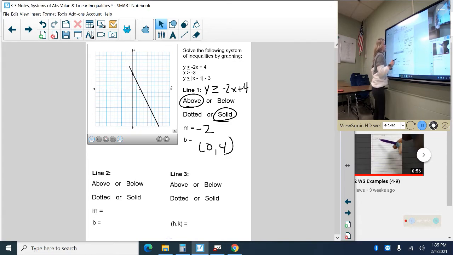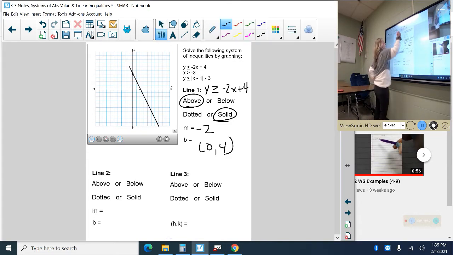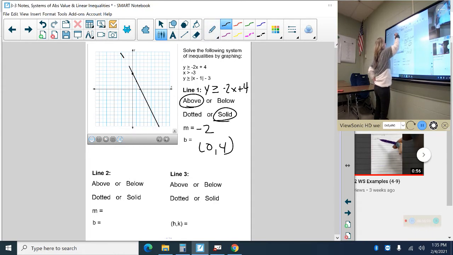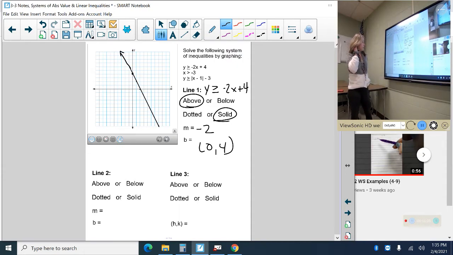Uh-oh, it won't let me grab that line, but we'll just go ahead and draw that a little bit further. There we go. Okay, and that would be above the line, so that would be over here. And you can draw little arrows on your paper so you remember.